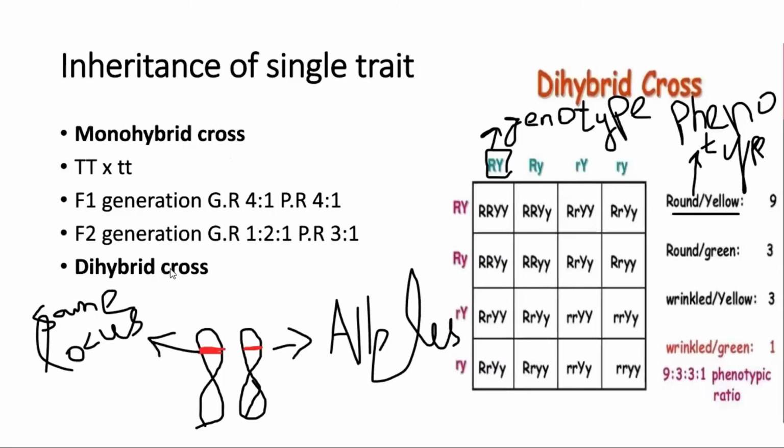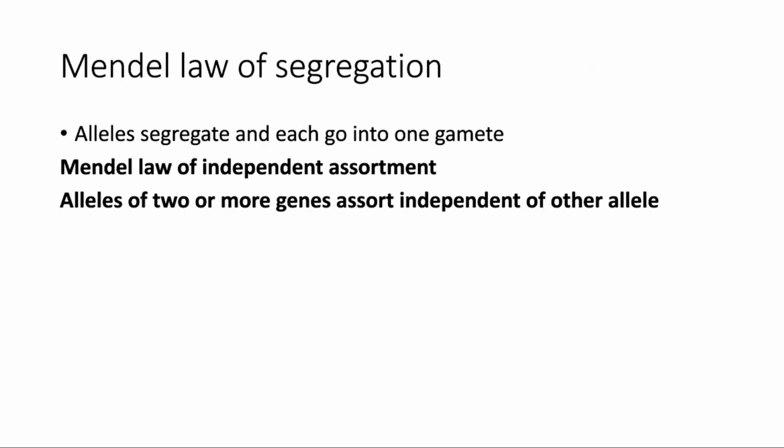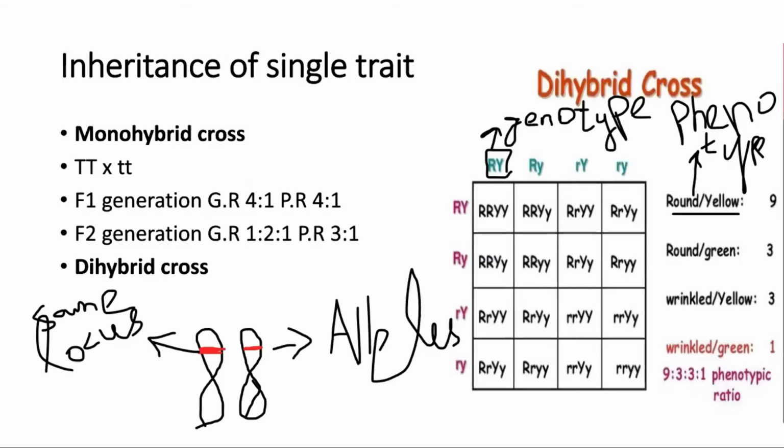The other cross is the dihybrid cross, in which two traits are studied. The Mendel's second law, or Mendel's law of independent assortment, states that the alleles of two or more genes assort independently of other alleles. You can see that this capital R and the small y, this capital R or small y cannot determine whom this capital RY combines with. So it is independent of the other alleles.